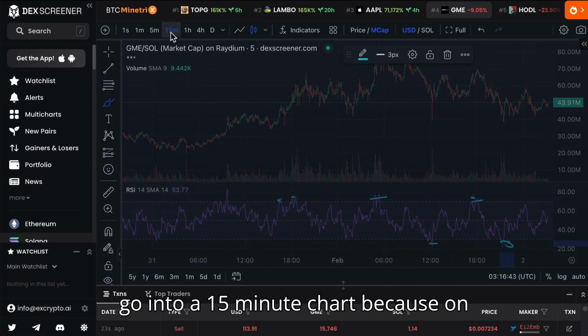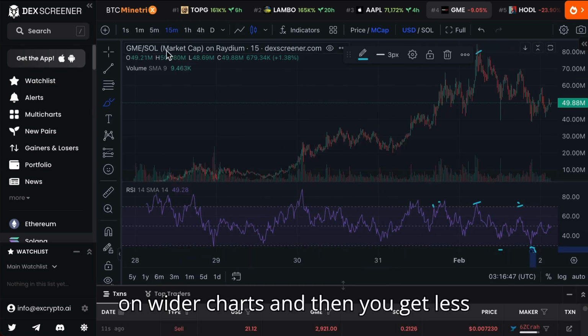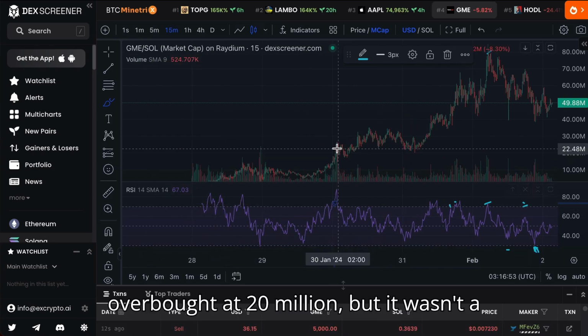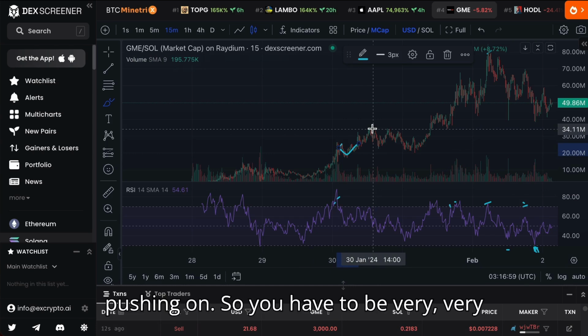Let's go into a 15-minute chart, because on these longer time frames, you can go on wider charts and then you get fewer signals, which sometimes helps. You can see here, by the way, we were very overbought at 20 million, but it wasn't a good signal. Yes, we got a bit of a pullback to 18, but then we carried on pushing. So you have to be very, very careful with this.